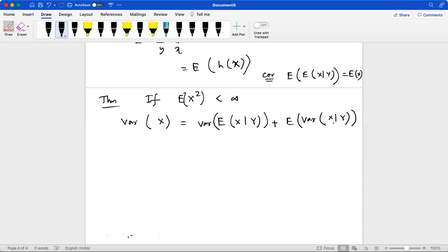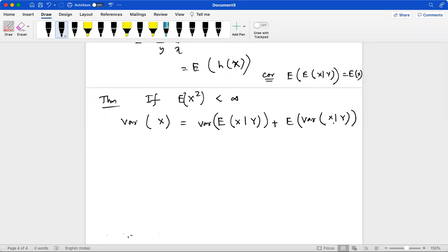So this theorem is very, very important because it actually gives the idea of ANOVA, analysis of variance. If there is a joint X and Y, two random variables, the marginal variance is nothing but the sum of two different variances. What are these two different variances? The first variance is of the conditional expectation. So it is like for a fixed y, it is an inter-class variation.